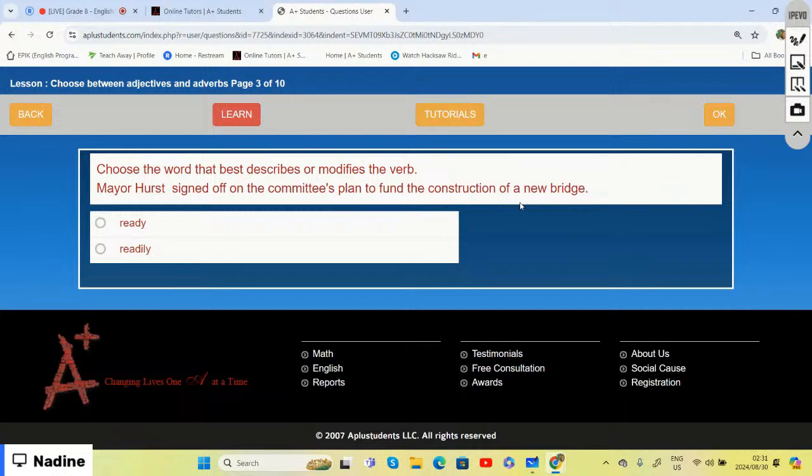The next one says we need to choose the word that best describes or modifies the verb, which means that we are going to choose an adverb. It says, Mayor Hurst signed off on the committee's plan to fund the construction of a new bridge. So Mayor Hurst, do we say readily or ready signed off on the committee's plan to fund the construction of a new bridge?